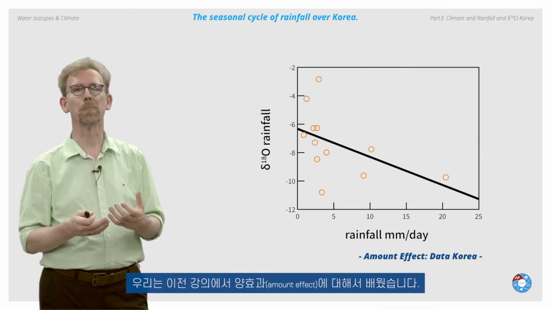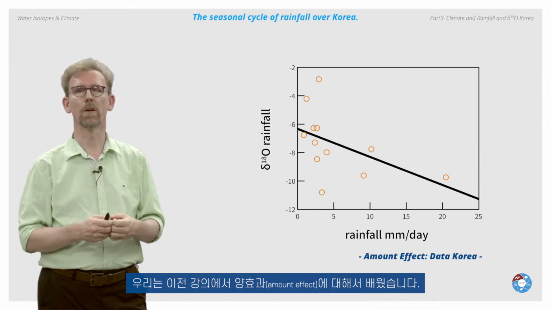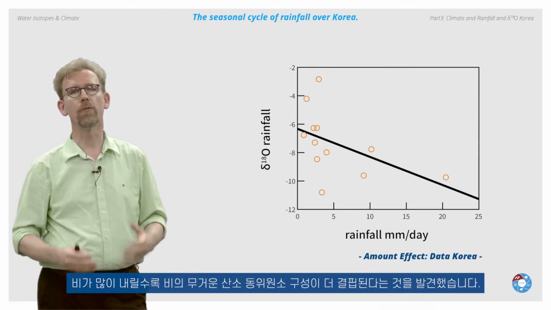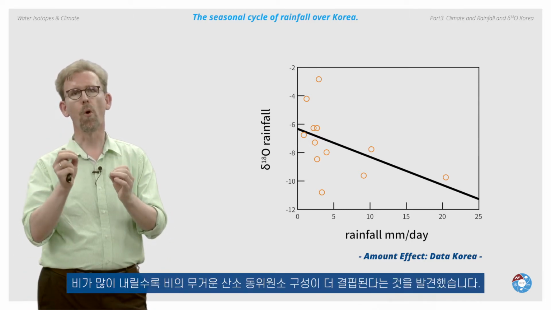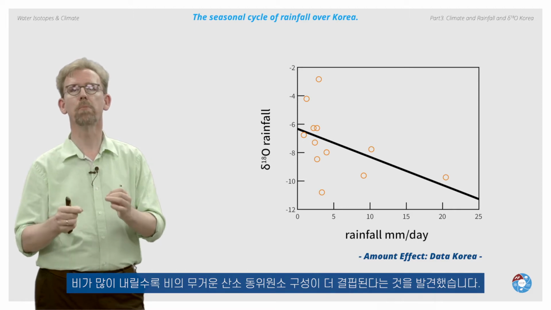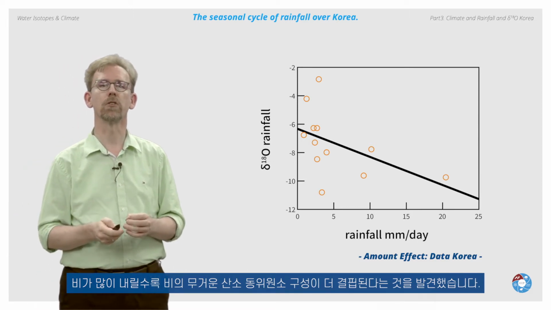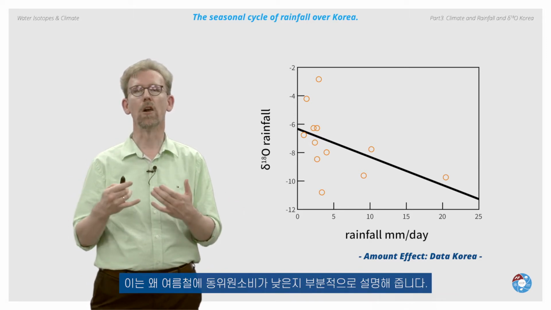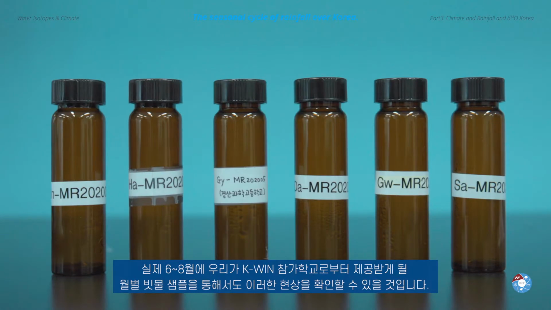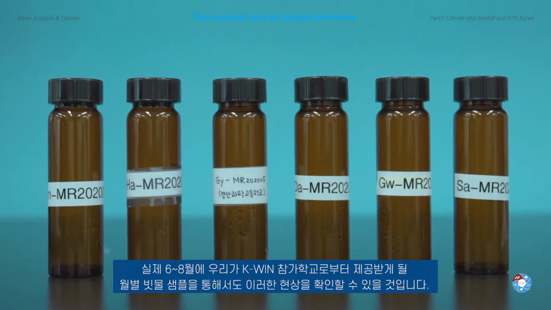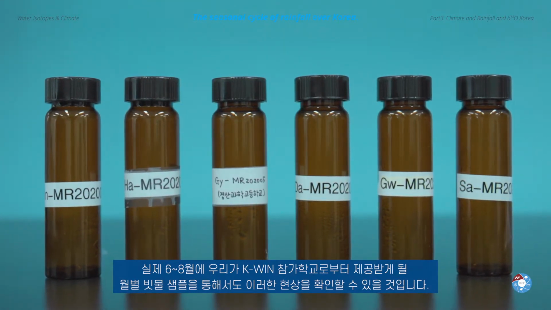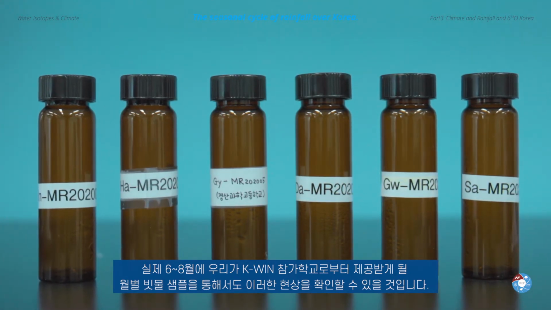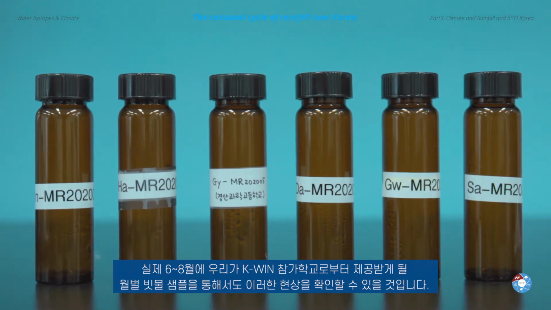We have already talked about the amount effect before. In some regions of the world, including East Asia, we find the following: the more rain falls, the more depleted the oxygen isotope composition of the rain. This explains in part why there are low values in summertime. In fact, you will be able to see this effect in the rain that you will be sampling in June to August with the monthly rainwater samplers that we provided for the KWIN project.